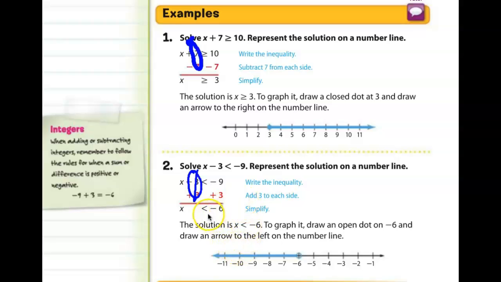The next question is, is the point going to be an open circle or a closed circle? Because negative 6 cannot be the answer, it has to be less than negative 6, we're going to have an open circle, and then we're going to shade in everything that is less than negative 6 to the left.